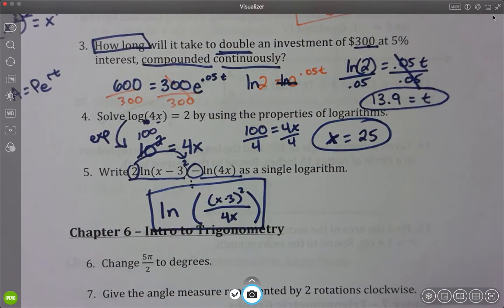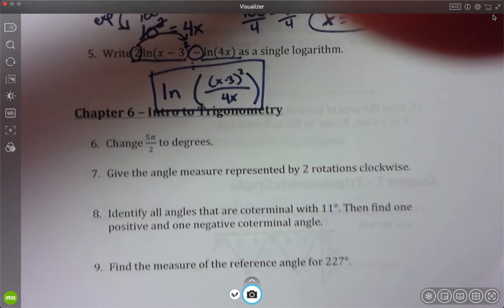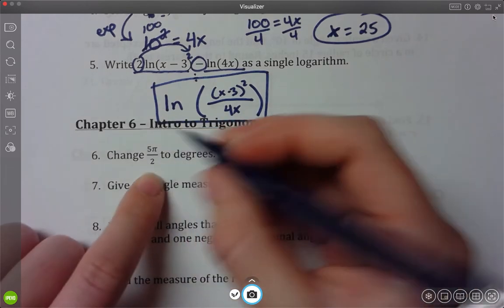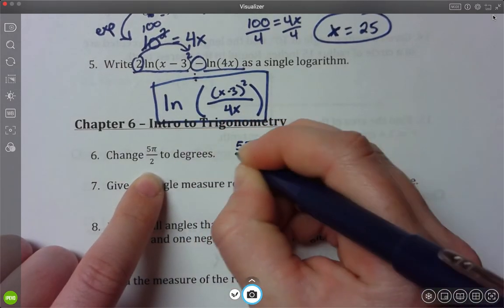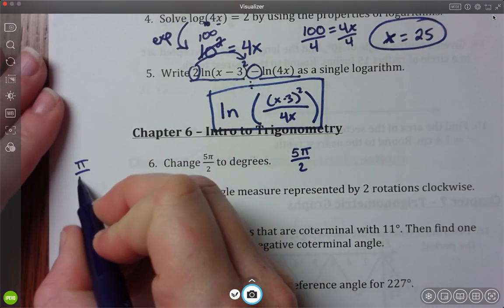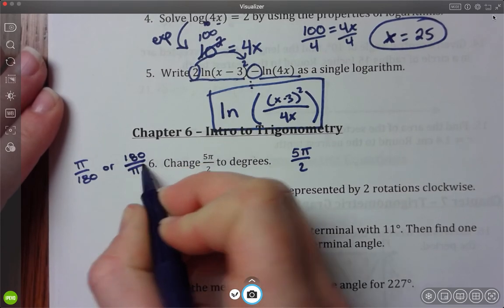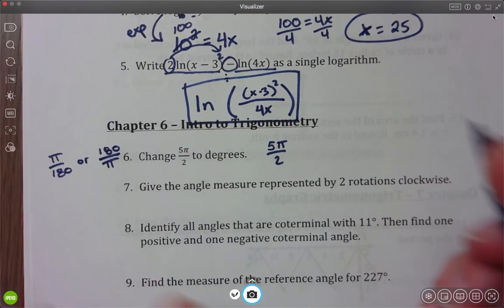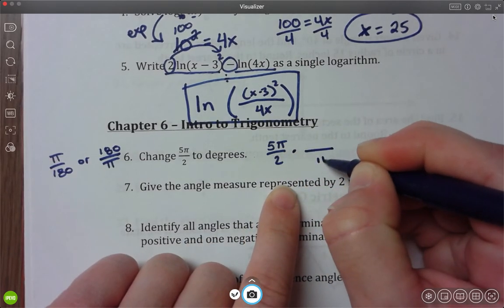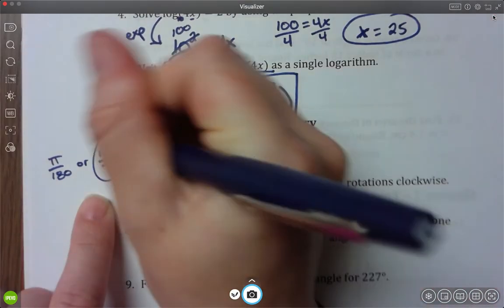All right, so that was just kind of a review that has some logs in there, just some mixed review. Now we're going to get into some trig stuff. So switching this to degrees, the thing to switch from degrees to radians and radians to degrees is either pi over 180 or 180 over pi. So we've got to decide which one we're going to use. Since the pi is on top here, I want the pi to be on bottom when I multiply, so I'm going to use 180 over pi.